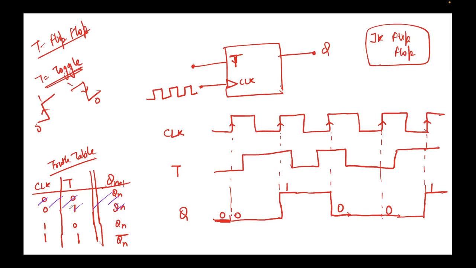Okay. So that was that. JK flip flop. I'm forgetting how to get a T flip flop from a JK flip flop. I think you just short the two inputs, and then you get a T flip flop, a toggle flip flop, by just shorting the two. So if you short J and K, you can get a toggle flip flop from J and K. I think it's something like this.